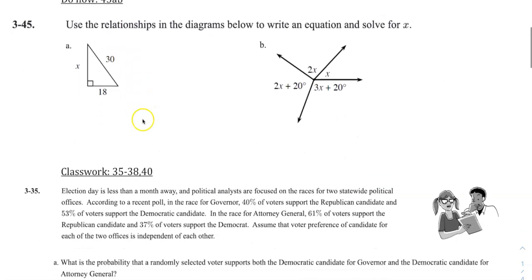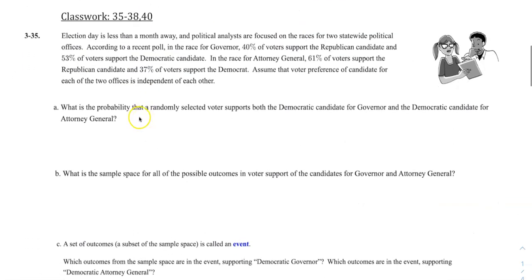So here's what we do now, we do that in class. So here's our first problem. Election day is less than a month away, and political analysts are focused on the race for two statewide political offices. According to a recent poll, in the race for the governor, 40% of voters support the Republican candidate and 53% of voters support the Democratic candidate. In the race for Attorney General, 61% of voters support the Republican candidate and 37% of voters support a Democrat. Assume that the voter preference for the candidate of each of these options is independent of each other.